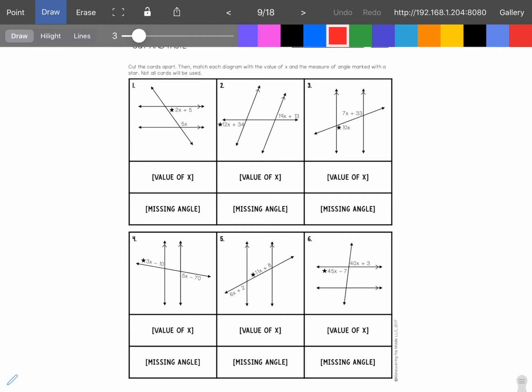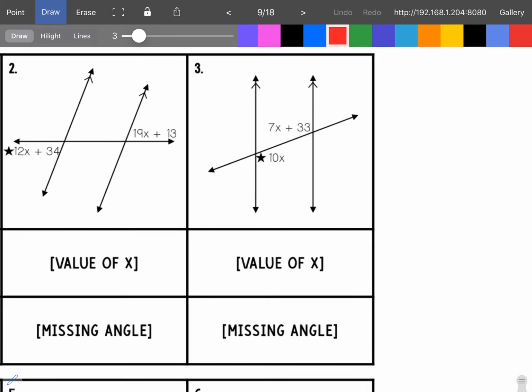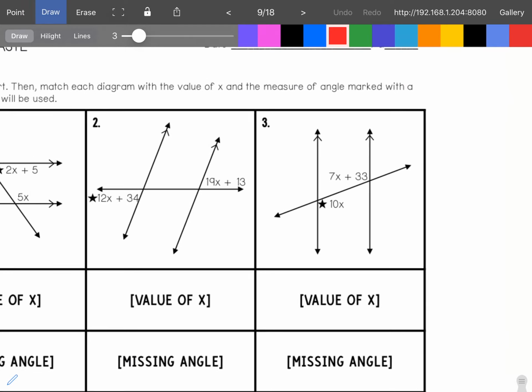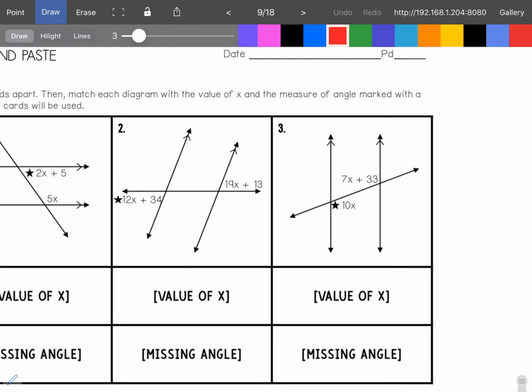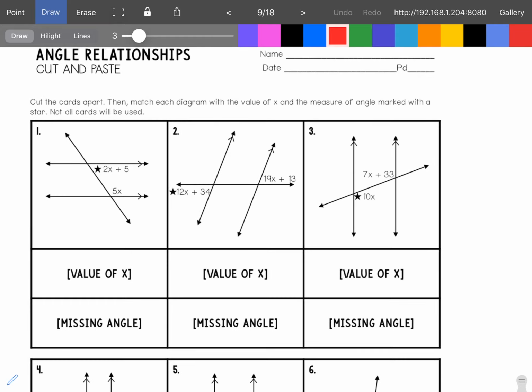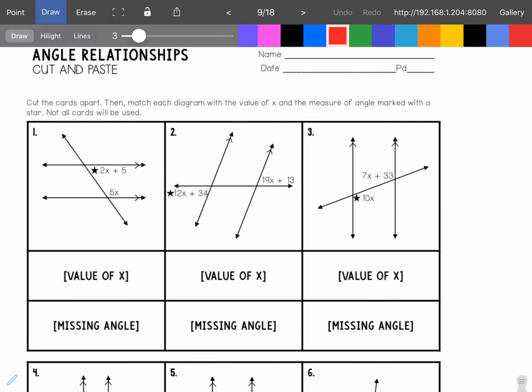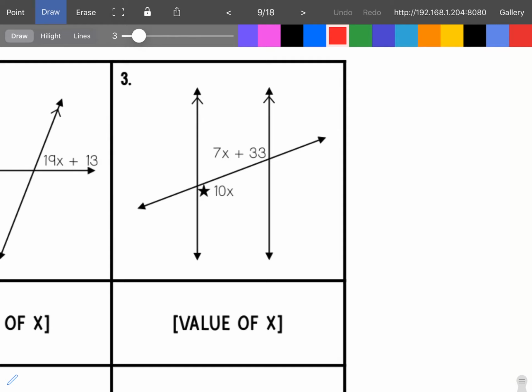Okay, so let's take a look. Let's see. I'm going to start with number 3. So basically, the directions tell me to find the value of x, and then the missing angle. So the missing angle is the one with the star. Well, first of all, they tell us that this angle right here is 10x, and this angle right here is 7x plus 33. Well, we have to use the vocabulary that we've learned. So this is where it gets a little bit involved, okay?